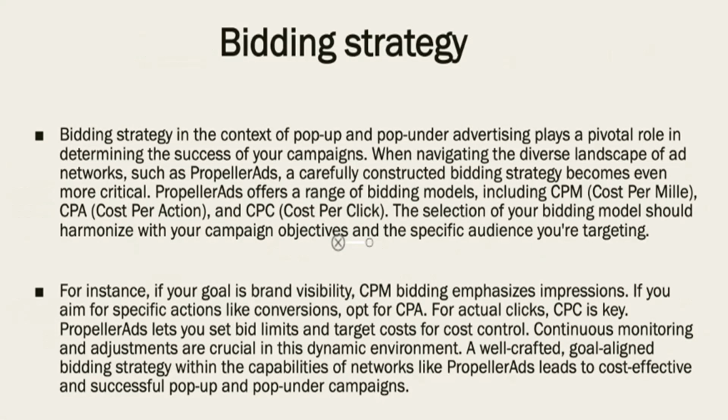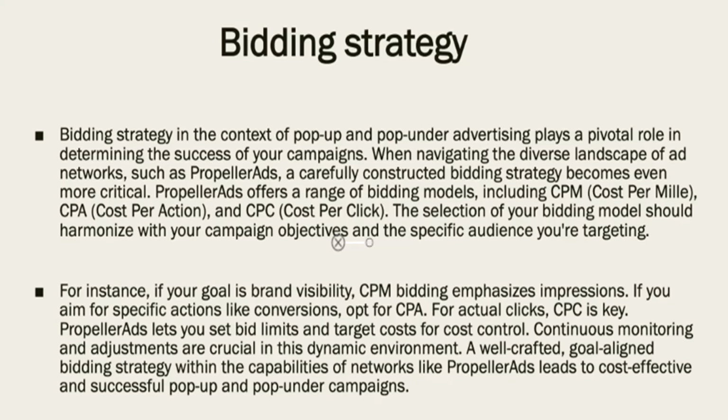Understanding bidding strategies is crucial for profitability. Common models include CPM, or cost per mille, where you pay per 1,000 impressions, best for brand awareness. Then there's CPC, cost per click, ideal for engagement. And finally, CPA, cost per action, where you pay per conversion, such as a sign-up or a purchase. Our recommendation is to avoid CPM for direct response campaigns. Instead, focus on CPA or CPC for maximum profitability.